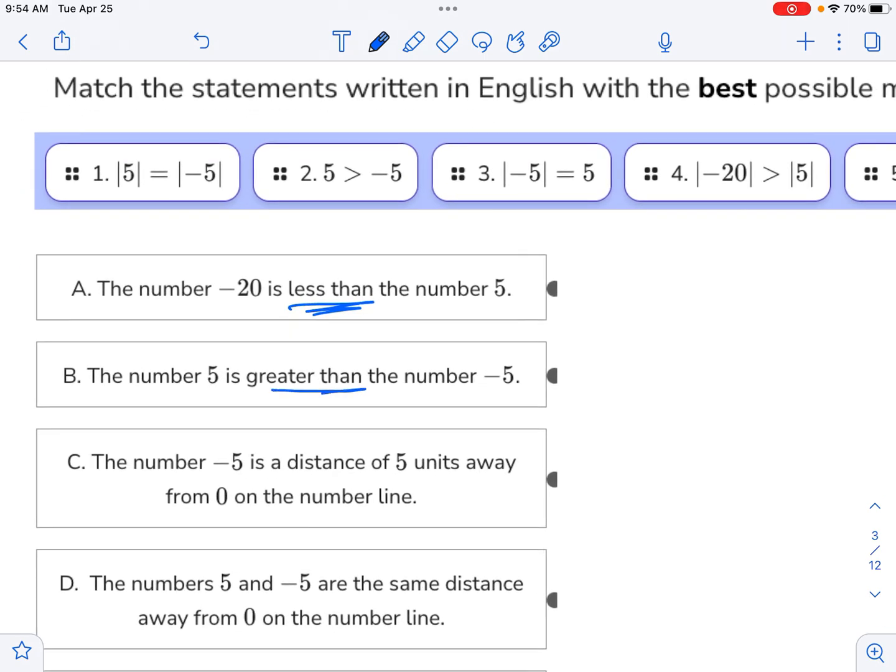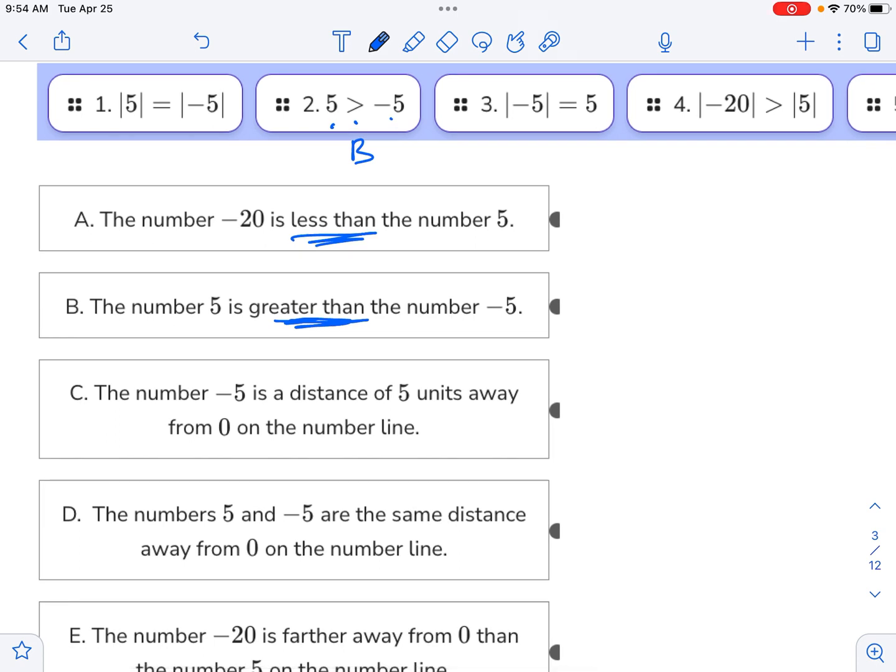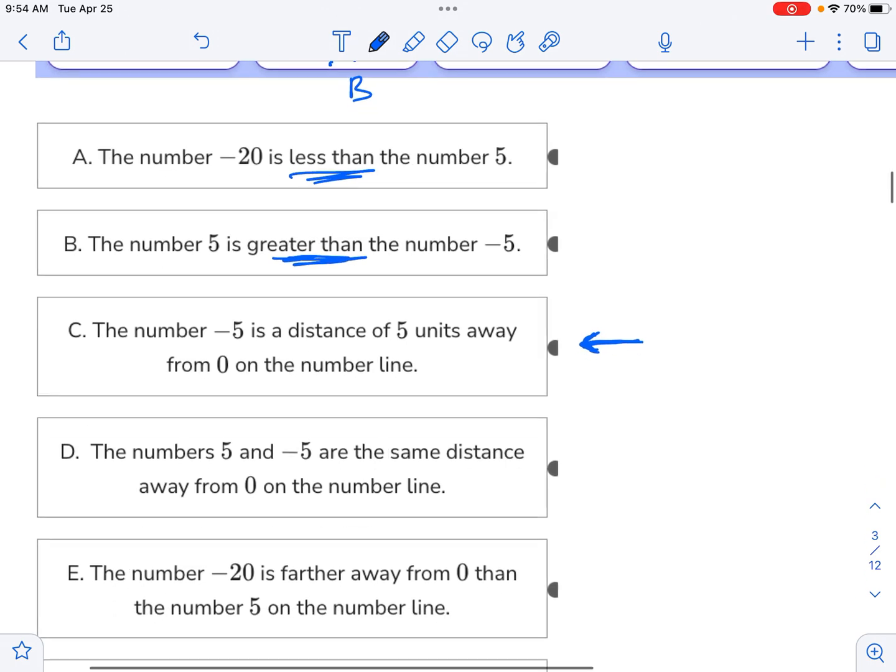The number 5 is greater than the number -5. So where's that one? The number 5 is greater than -5. It's this one, B. Okay, the number 5 is a distance of 5 units away from 0 on the number line. I might wait on that one. I'm going to pause on that one because the wording of that one's kind of funky. And so let's see if I can maybe narrow it down by doing some of these ones.